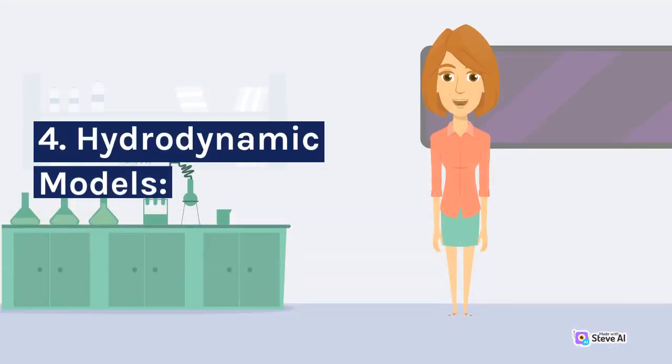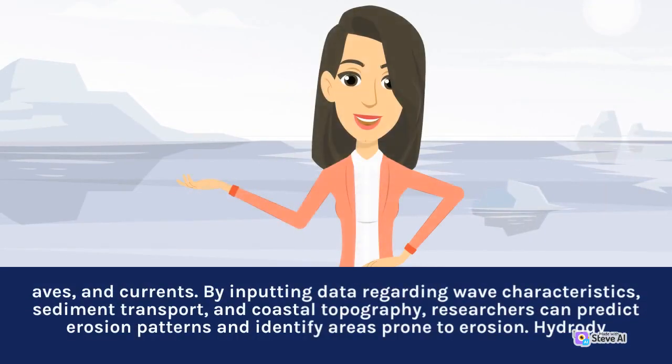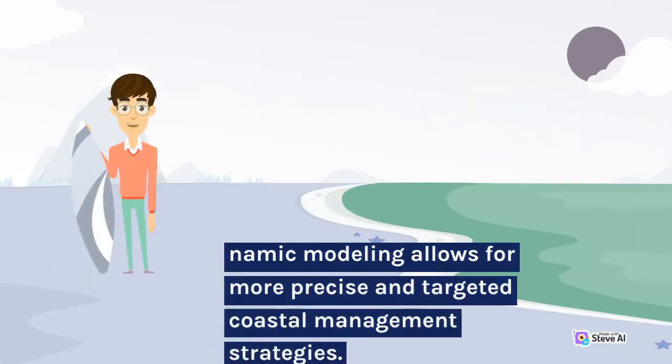4. Hydrodynamic models. Hydrodynamic models simulate the movement of water and sediment in coastal areas. These models are essential for understanding the dynamics of coastal erosion and its driving forces, such as tides, waves, and currents. By inputting data regarding wave characteristics, sediment transport, and coastal topography, researchers can predict erosion patterns and identify areas prone to erosion. Hydrodynamic modeling allows for more precise and targeted coastal management strategies.